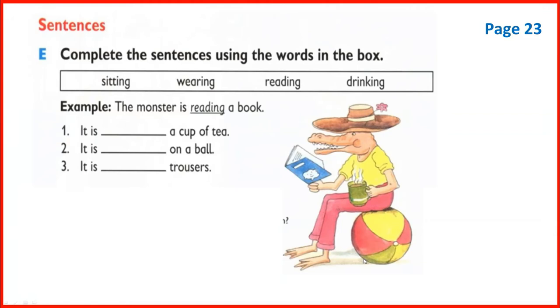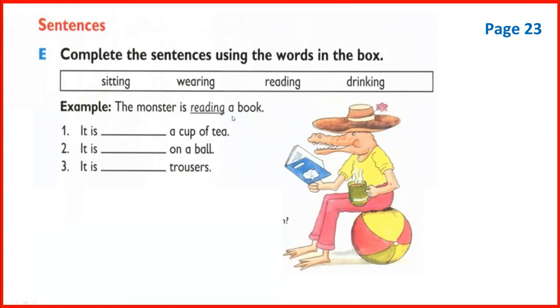A big monster. Okay. And the monster is reading a book. Yes, you can see in this picture a monster is reading a book, and it is holding a cup of tea. Okay, it is drinking a cup of tea, and you know it is sitting on a ball, and it is wearing trousers. Yes, red trousers. Okay, now you have to put all these words in these blanks. The first one has been done for you.